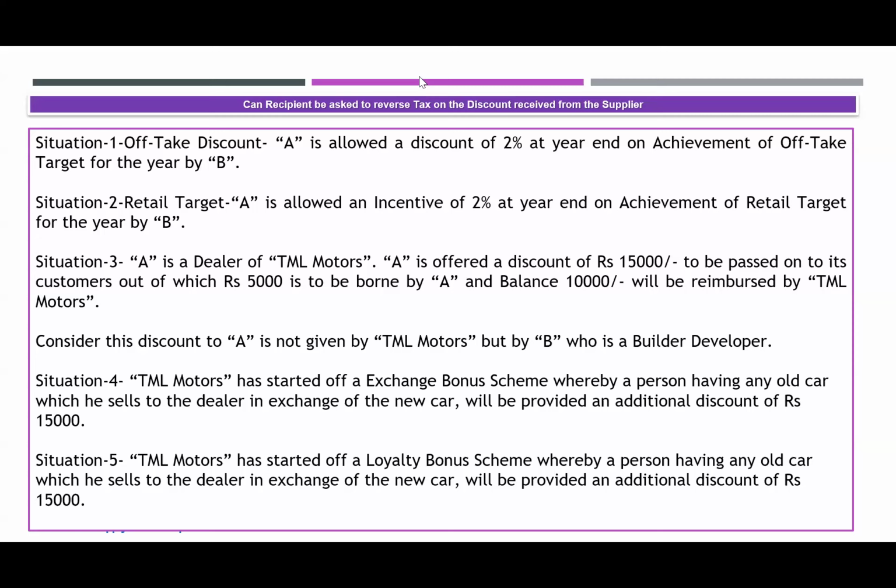Okay, sir. Thank you. Will the Fiat case apply here? Huh? Fiat case, will it apply? Fiat case.